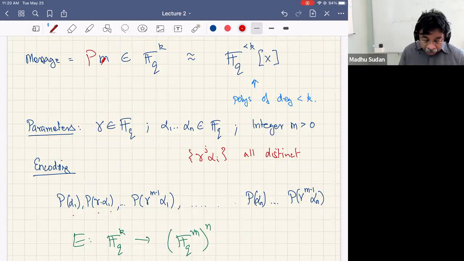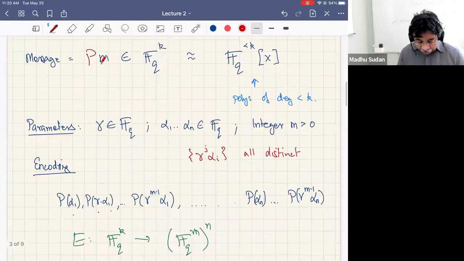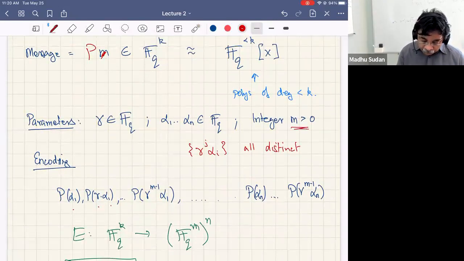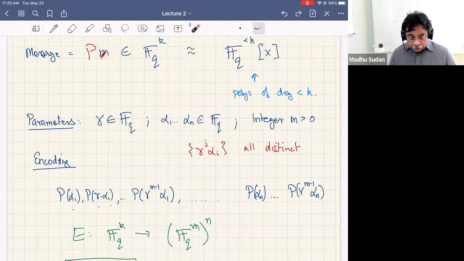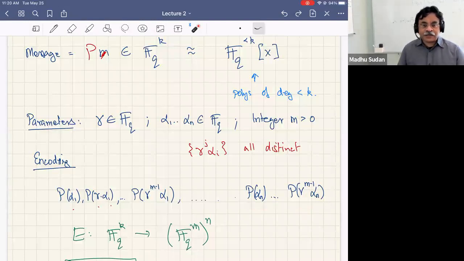So m is going to be another integer which specifies the code. And I will take many, so not only evaluated at alpha 1, but also gamma times alpha 1, gamma squared times alpha 1, and so on up to this thing. And then move on to alpha 2, and there'll be another block of things for alpha 2, and so on. Okay. So as described here, this is just the Reed-Solomon code.